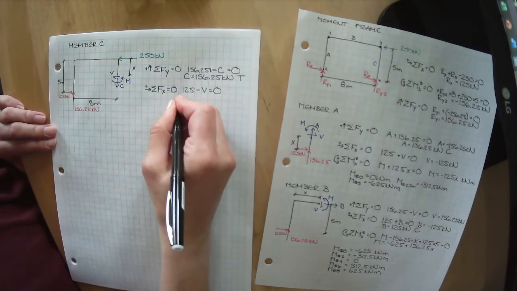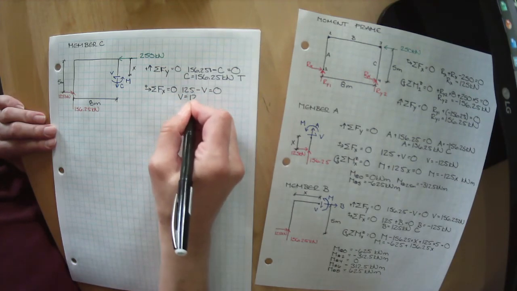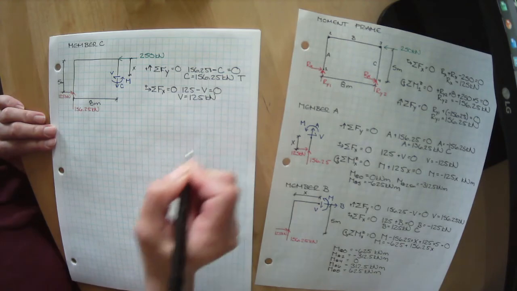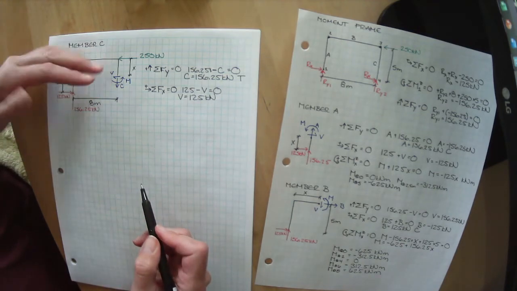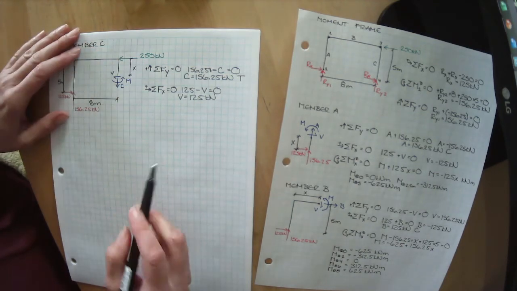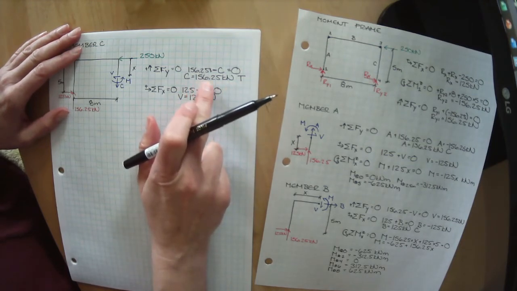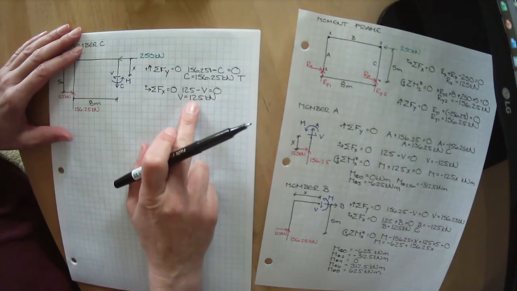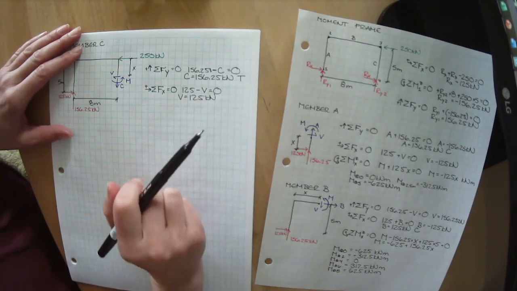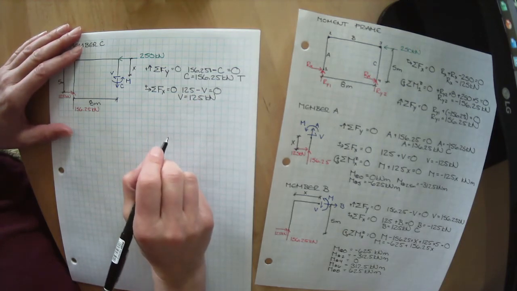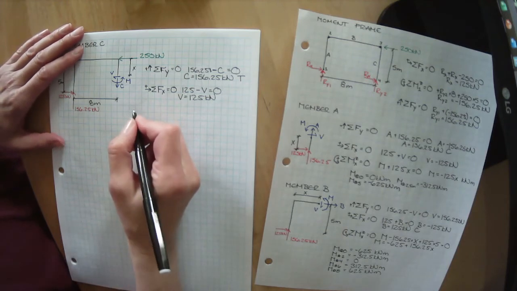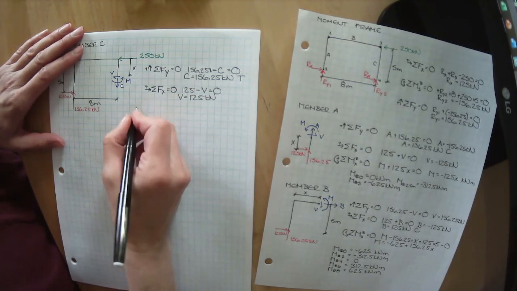We can rearrange this and we get V equals 125 kilonewtons. So it looks like it doesn't matter where we cut along member C. It's got an internal tensile force of 156.25 kilonewtons and an internal shear of 125 kilonewtons. We have one more equation that we can make use of.